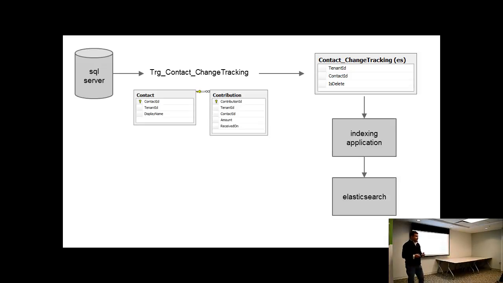We want that insert to be really fast. There are also no indexes on that. It's a heap, because again, we don't want to maintain an extra index. We want to be as lightweight as possible on the existing transaction.